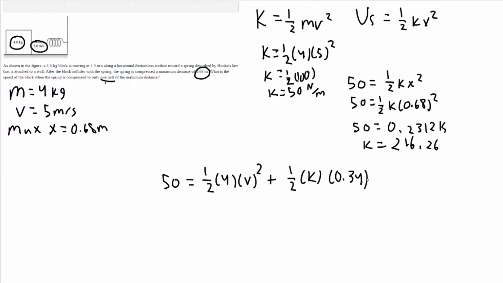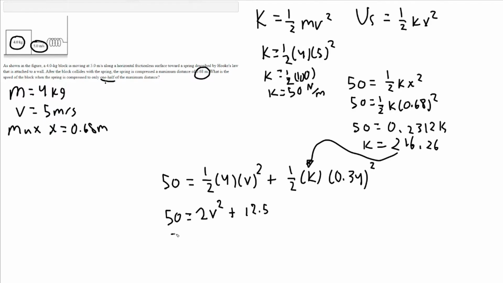times 0.34 squared. Now you might be thinking, hey, why is this number different than that one? Aren't they both the x? And that's true, but as you might remember earlier, it said 1/2 of the maximum distance, so that's the equation we have to use here. Luckily for us, we already figured out what k is, so we can just plug that in here. So 50 equals, I'm going to change that to 2v squared because 1/2 of 4 is 2, plus 12.5. If you plug in the numbers and do the math, you'll get 12.5 for this.